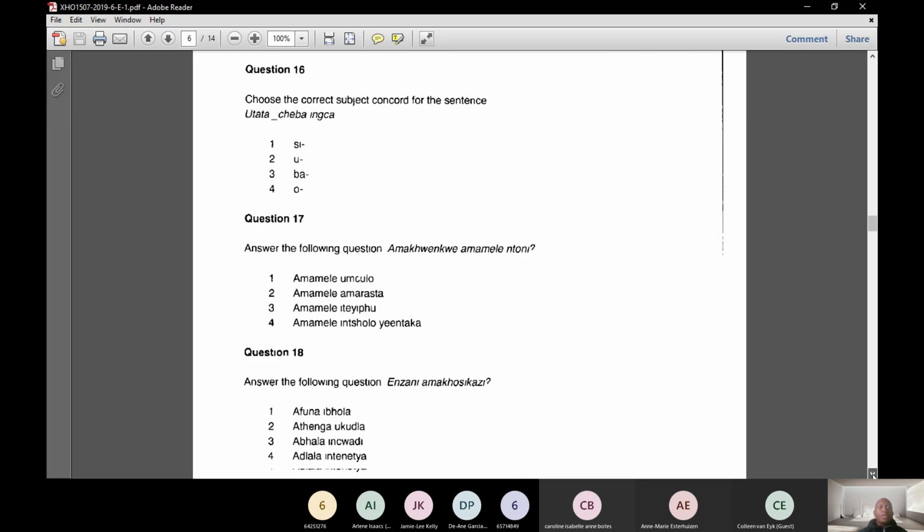Question number 16. Choose the correct subject concord for the sentence utata dash cheba ingca. Is it number 1, C? Number 2 is correct. Utata ucheba. Utata ucheba.